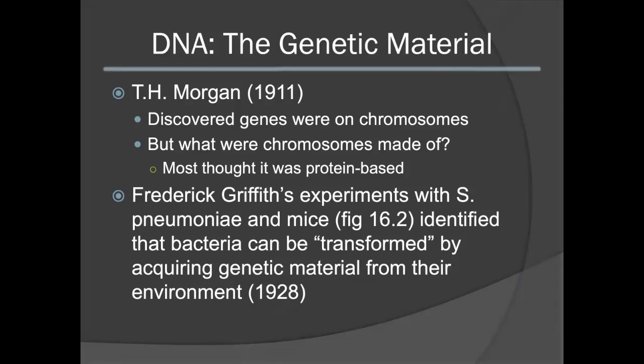Frederick Griffith followed up with experiments where he looked at Streptococcus pneumoniae and mice. He identified that bacteria can be transformed by acquiring genetic material from their environment. This genetic material from their environment would eventually be incorporated into their own genome, transcribed, and translated.